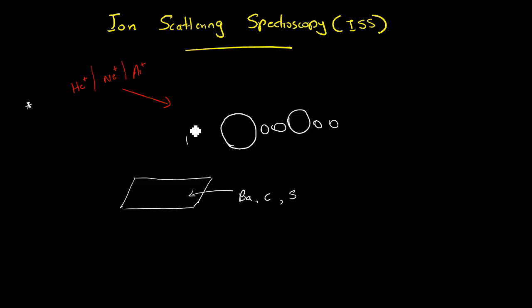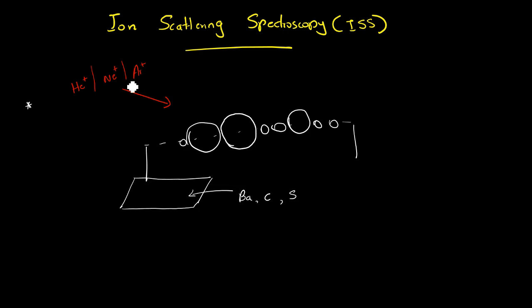Likewise, this is our sample, and this is the surface of our sample. There are various kinds of atoms, like barium, which is very big. Carbon and sulfur are relatively small. Likewise, there are atoms which differ based on their sizes and atomic number.